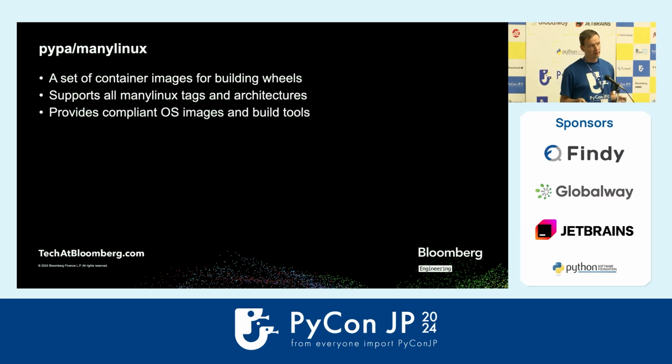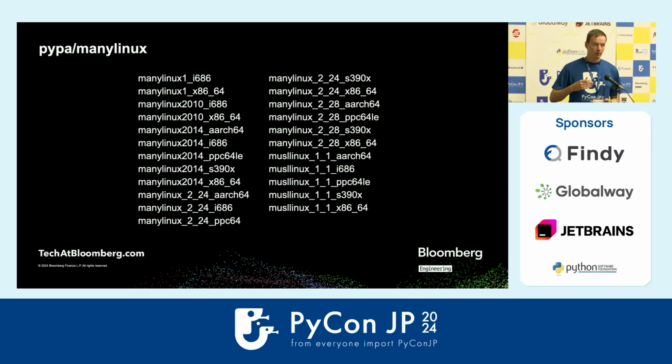Now, this is not enough, because you still need a build environment where you can ensure that when you build your Menelux wheel, it actually has the correct build tools and the correct libraries it can depend on. And for that, the PyPA also maintains this set of container images called Menelux. These are images, one image per Menelux standard, basically, and per architecture. And this is not the full list. There are actually many more.